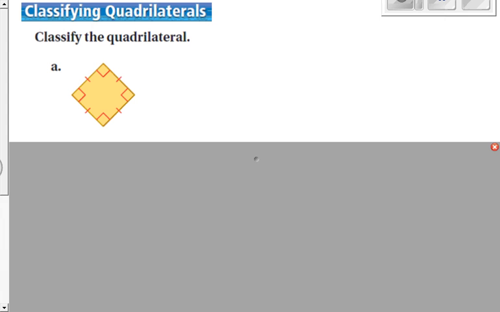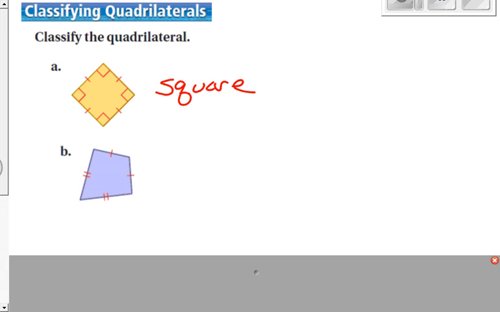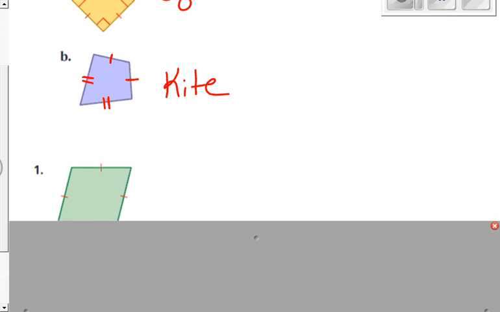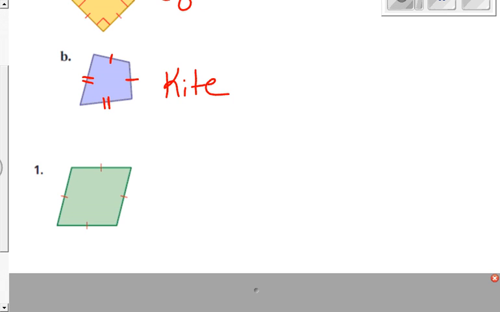So it says classify the quadrilateral. As you can see, we have four right angles and all four sides are the same, so we know that it is a square. The next one, we have two congruent lines at the top of this figure, and then we have another pair of congruent lines that are different from the first pair at the bottom. And as you can tell, that is a kite. The next example has four congruent lines, but we do not have right angles, so that would be a rhombus.